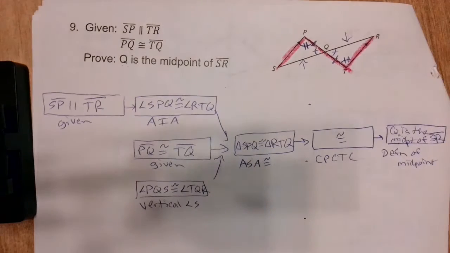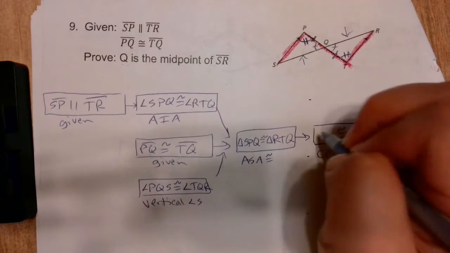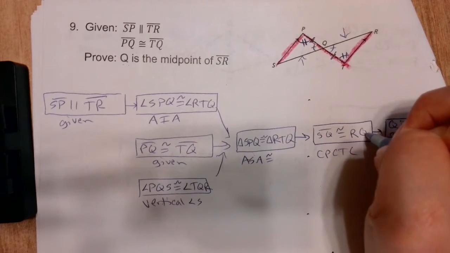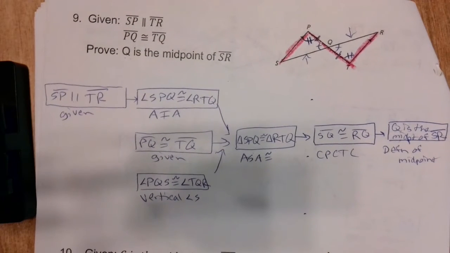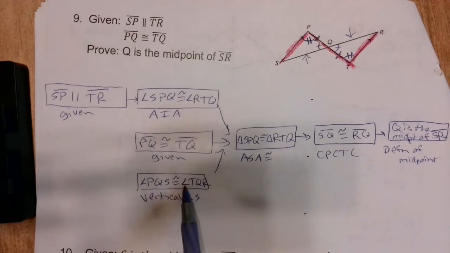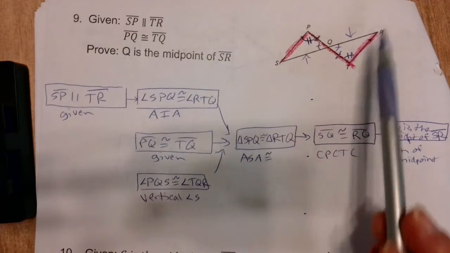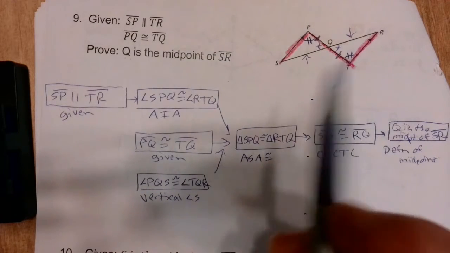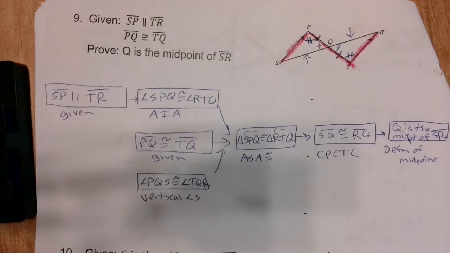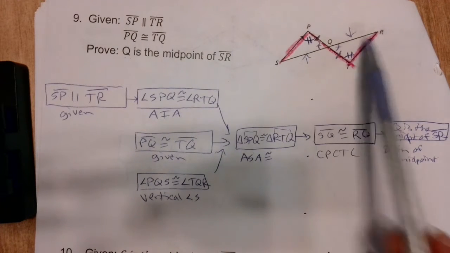SQ and RQ. So this says SQ is congruent to RQ. We don't mark it in the picture because we didn't know it at the beginning, but if the two triangles are exactly the same, then SQ and RQ are the same, which means Q is in the middle because the two pieces are congruent.